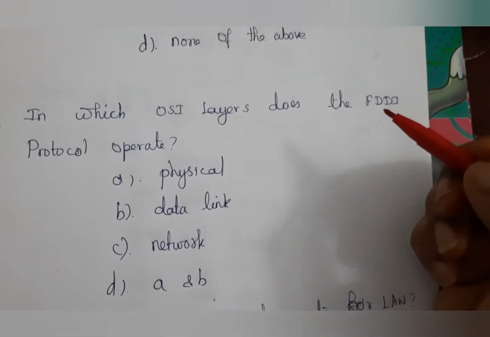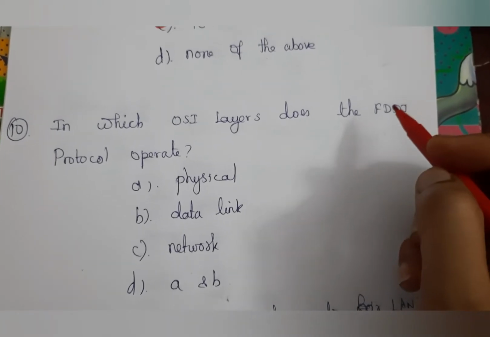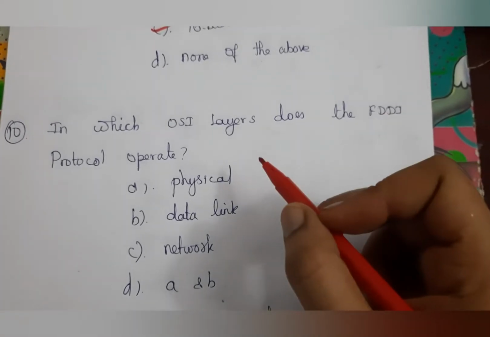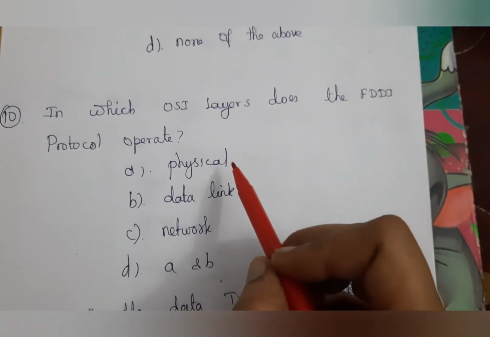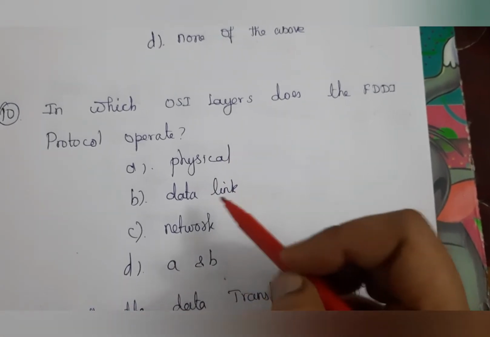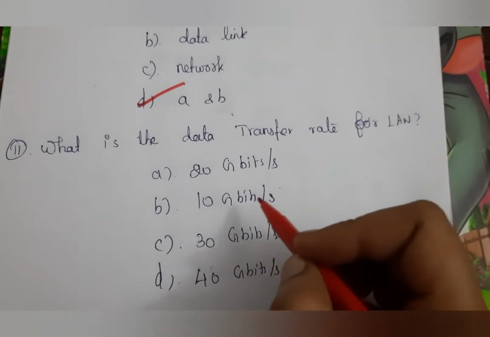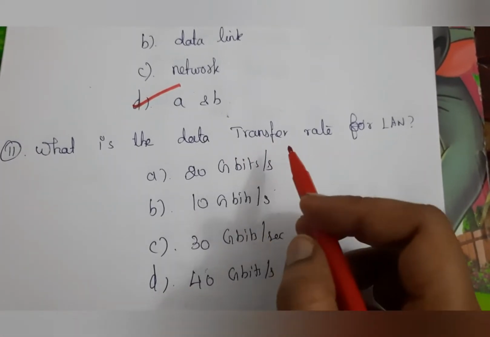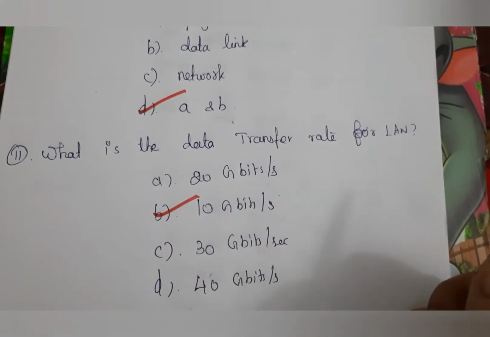Next question, in which OSI layer does the FDDI protocol operate? All LANs operate on the physical and data link layer. So here the answer is A and B, physical and data link layer. So here the answer is D. Next question, what is the data transfer rate for LAN? Commonly the data transfer rate of LAN is 10 gigabits per second. So here the answer is B.